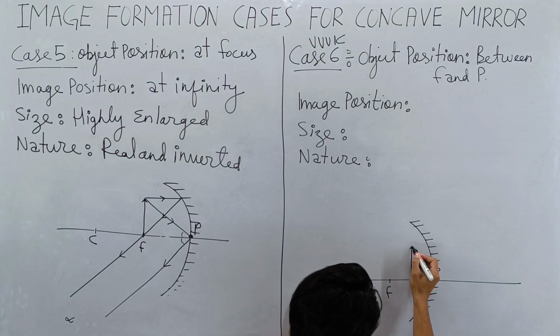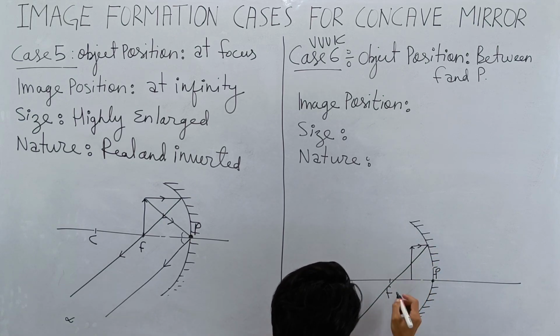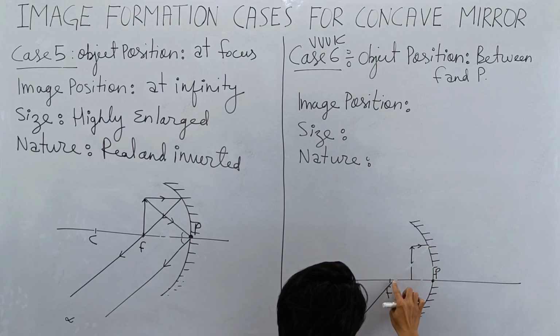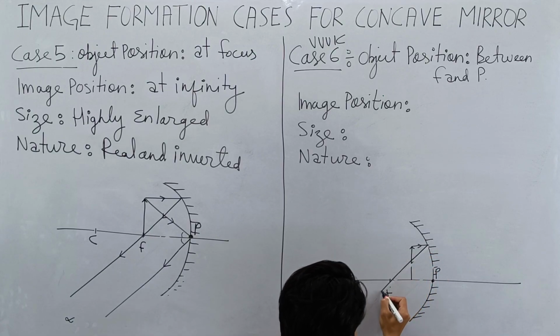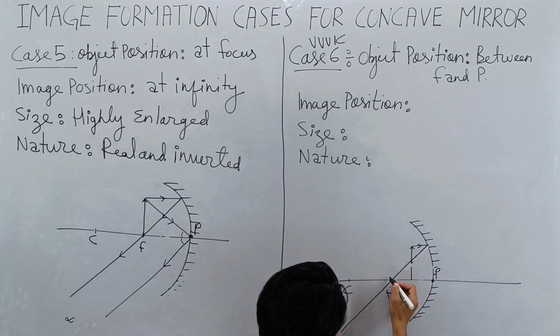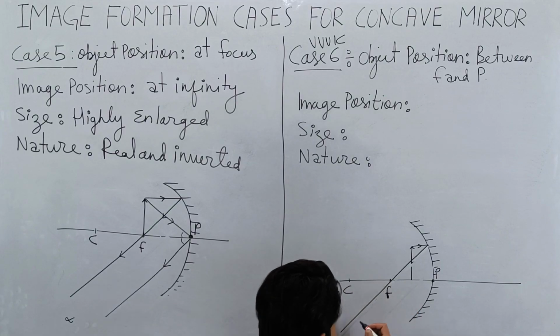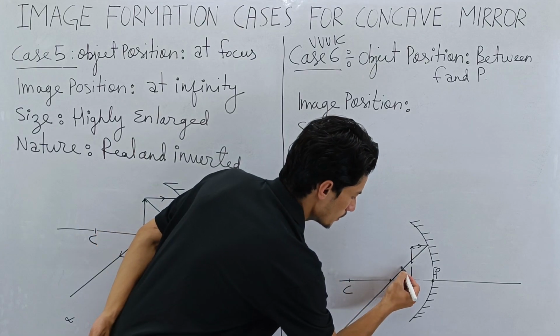Rule number 1, incident ray travels parallel to principal axis. After reflection, it will pass through focus. Okay, it did not touch the focus quite well. Let me redraw again. Maybe it touched. Okay, it touched. So we'll just take this one. All right, so it has passed through focus. This is rule number 1.